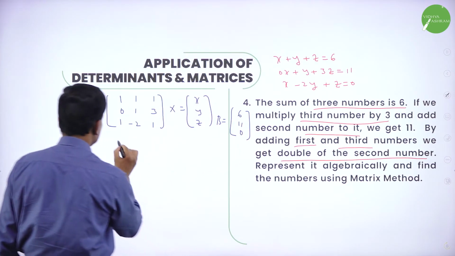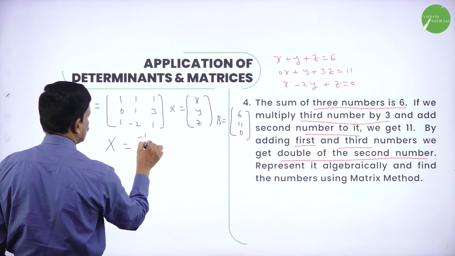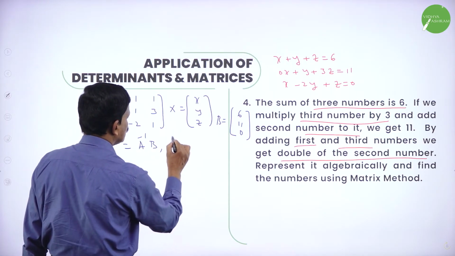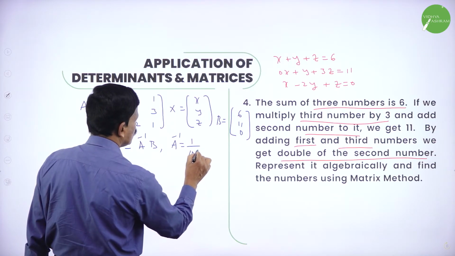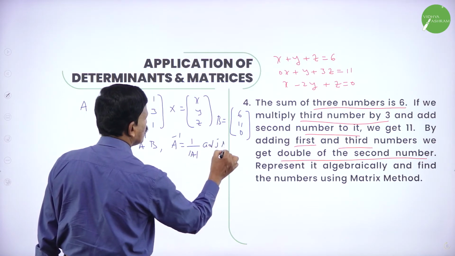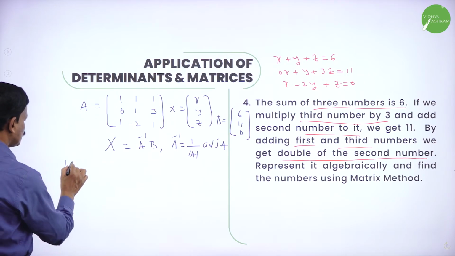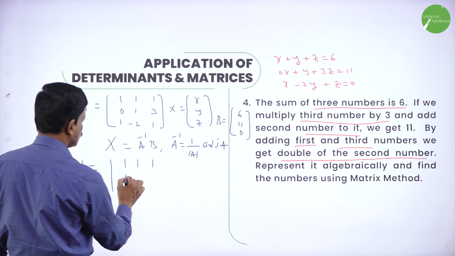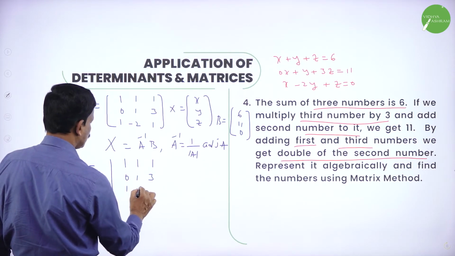The solution is x is equal to A inverse into B. Now find out A inverse. What is A inverse? You know A inverse is equal to 1 over determinant of A into adjoint of A. Now let us find out the determinant of A. Determinant of A is |1, 1, 1; 0, 1, 3; 1, -2, 1|.